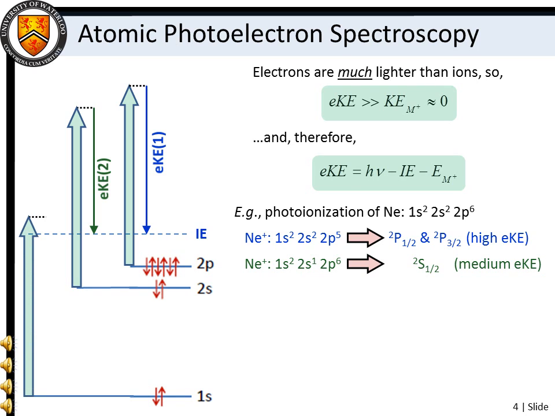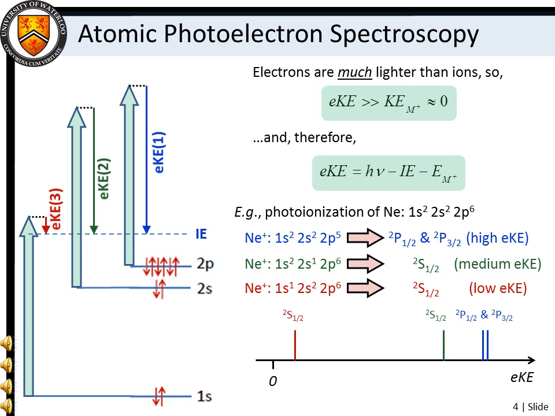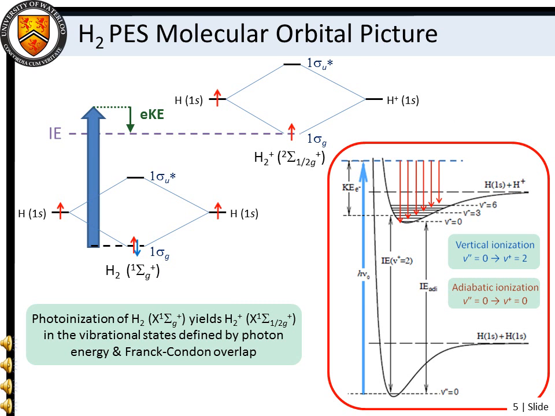Removal of a 1s electron is a very high energy process. As a result, corresponding photoelectrons have a comparatively low electron kinetic energy. Using our knowledge of atomic term symbols, we can assign the peaks in the observed electron kinetic energy distribution to electronic states of the ion. The highest electron kinetic energy corresponds to the lowest electron binding energy, and the lowest EKE corresponds with the highest electron binding energy. The same logic can be applied to molecular orbitals.